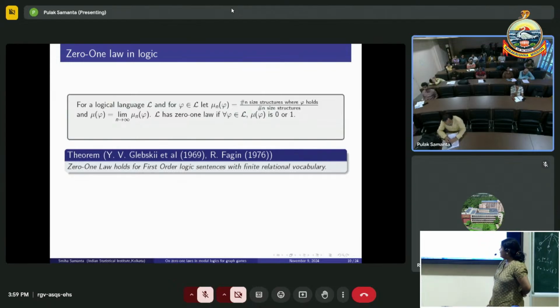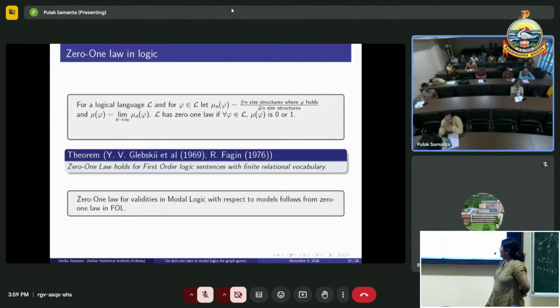For first order logic, it is proven that the 0-1 law holds for first order logic sentences with finite relational vocabulary. And for modal logic, we can see the translation of basic modal logic formulas into first order formulas, and through this translation we can see that the 0-1 law also holds there.